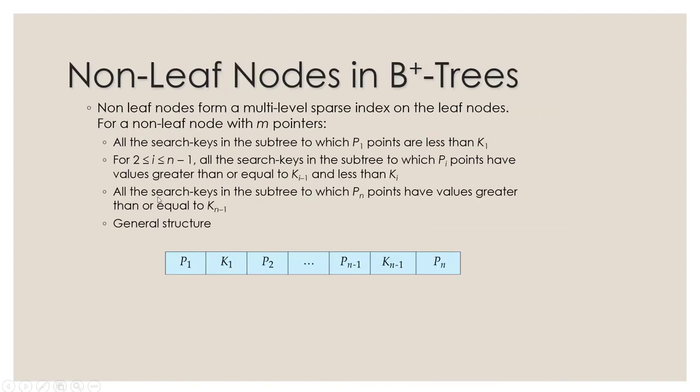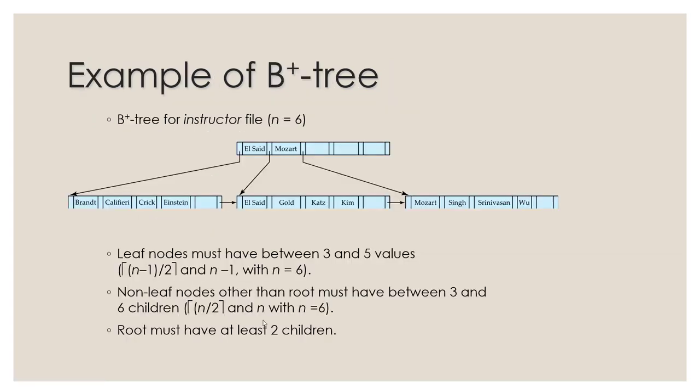Okay, same thing for non-leaf nodes. We have the pointer and key. Keys are actual values, and the pointer is pointing to either another node or to the file location.